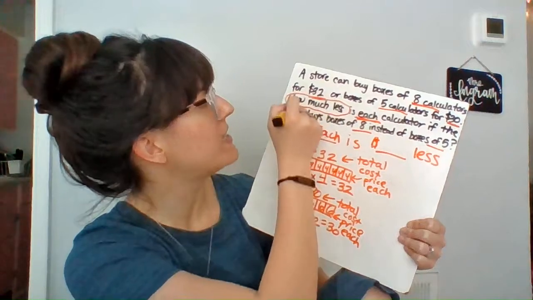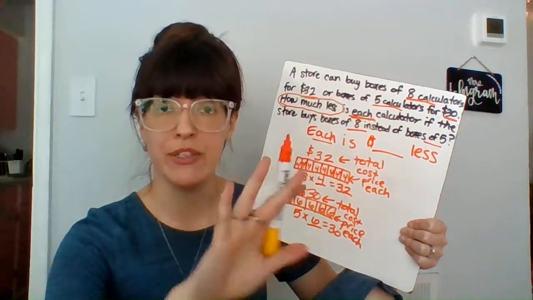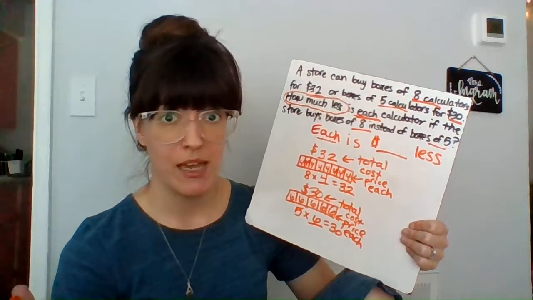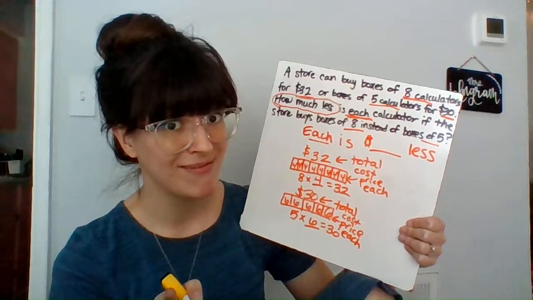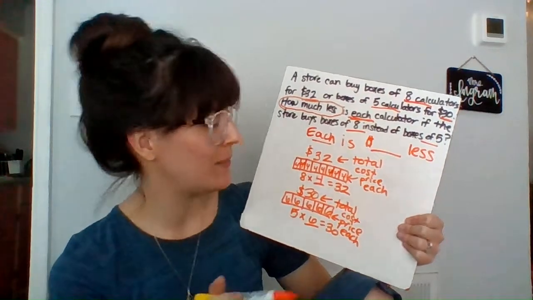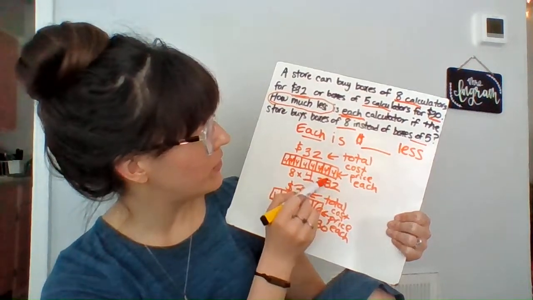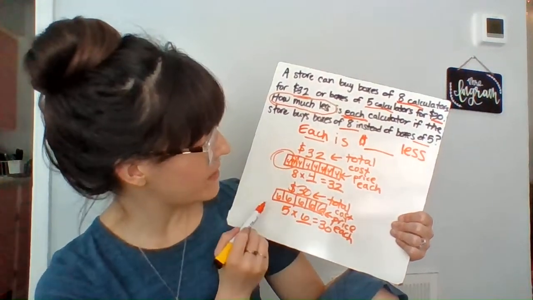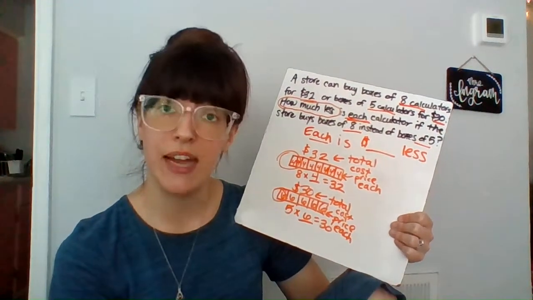Now this "how much less" gives me a clue about the operation. Whenever I'm comparing 2 numbers, I'm finding the difference between them. And if I'm finding the difference, what operation should I be using? Subtraction. So I'm going to look at my cost for each here, $4, and my cost for each here, $6. And I'm going to compare them. I'm going to find the difference.